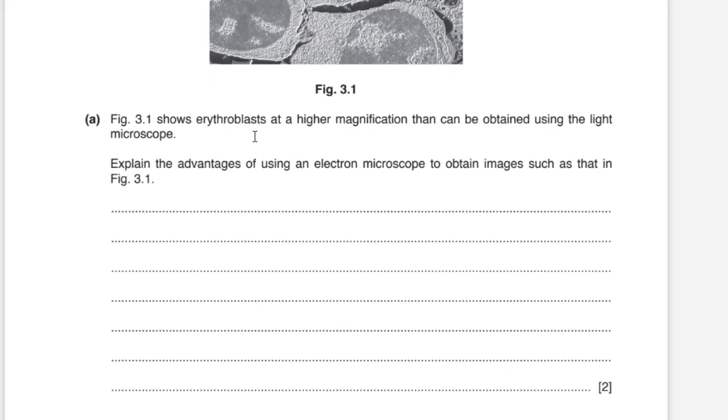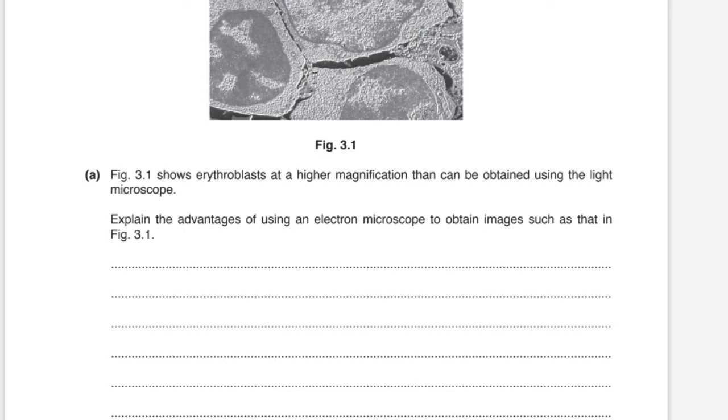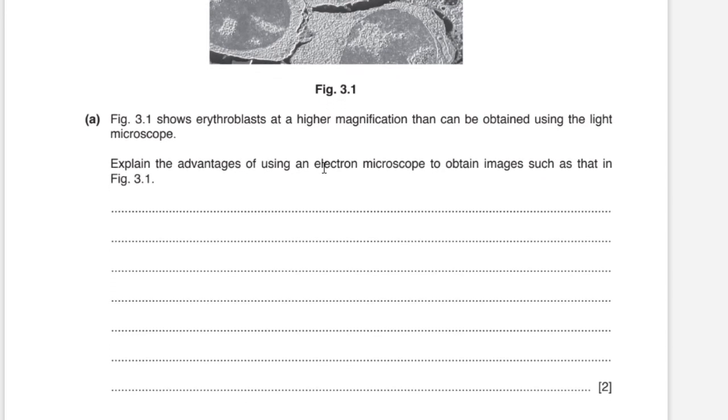The resolution of a light microscope is only 200 nanometers, which is much larger than the size of a red blood cell's features, meaning that they can only be viewed using an electron microscope, as it has a much higher resolution of 0.5 nanometers, as opposed to the 200 nanometers of the light microscope.